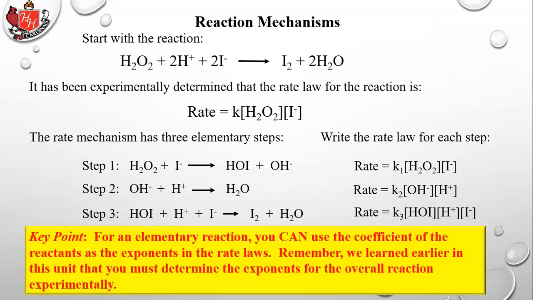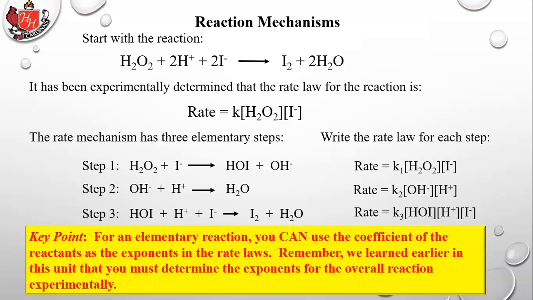So here's a key point. For an elementary reaction, you can use the coefficient of the reactants as the exponents in the rate laws. So think about that statement. Let's read it again. For an elementary reaction, you can use the coefficient of the reactants as the exponents in the rate laws. Remember, we learned earlier in this unit that you must determine the exponents for the overall reaction experimentally.